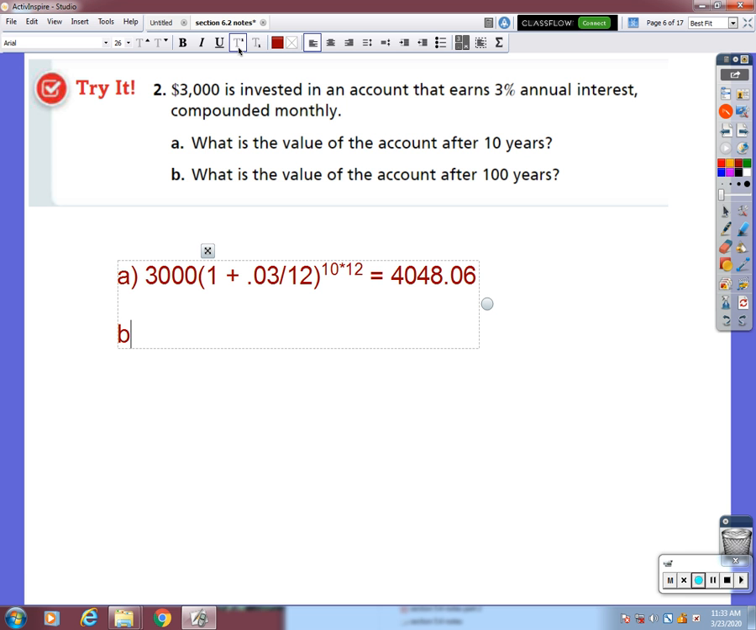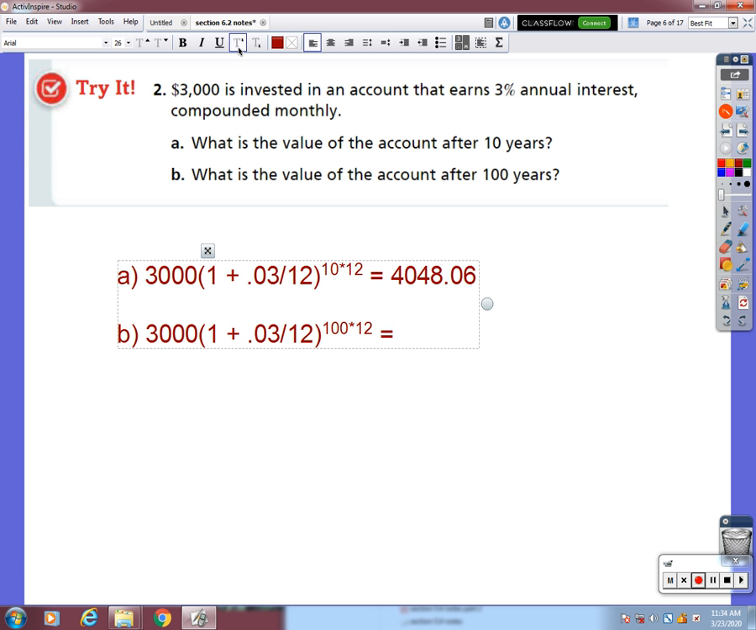How about if we do it for 100 years? Because apparently now we're leaving money to our grandkids or some crazy thing. So we're still starting with $3,000. We still have an interest rate of 3% that is being evenly divided over 12 intervals. But now we're going to do it 100 times 12. So I'm thinking we're going to end up with more money there.